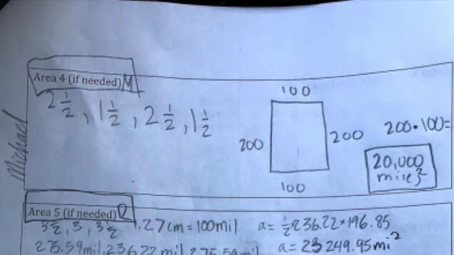Okay, so the first thing I did was measure the square from the Texas, and I had 2.5, 1.5, 2.5, and 1.5. So I converted that to miles, and I got 200, 100, and 100. So I multiplied 200 by 100, and I got 20,000 miles squared.